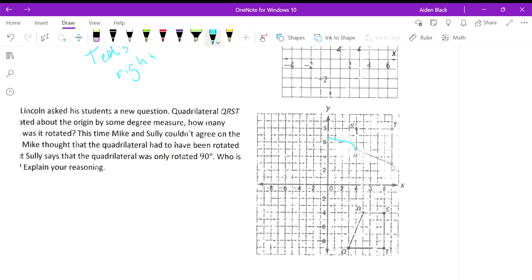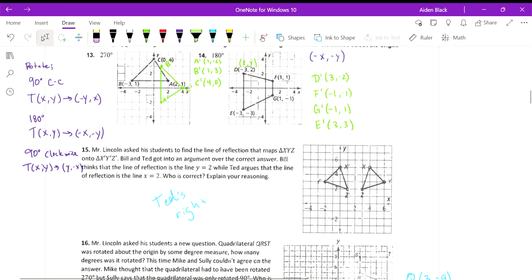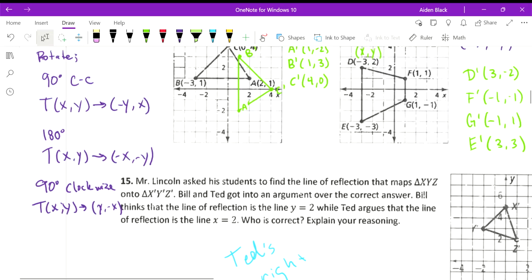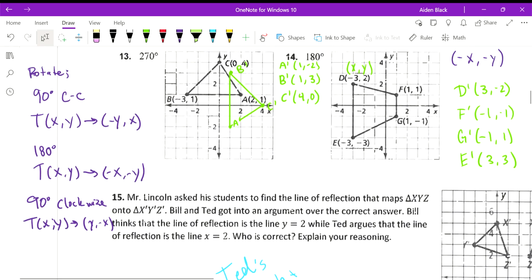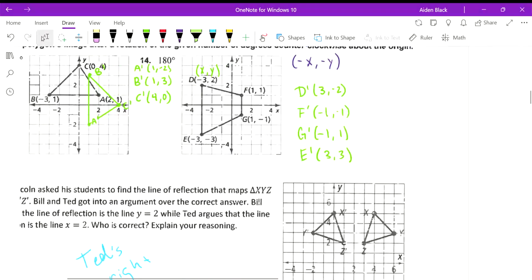But if you went 270 degrees the opposite direction, as we previously talked about, it's the same exact thing. So you could check if you wanted to. Q is located at 3, -9. And so let's look at a 270-degree rotation counterclockwise, or clockwise. It would be the same as a 90-degree counterclockwise rotation, which is -y, x.